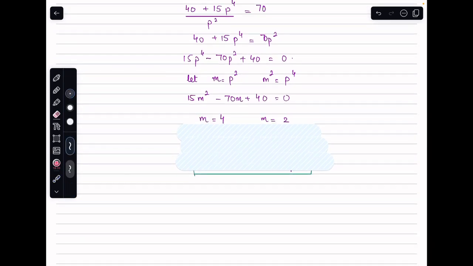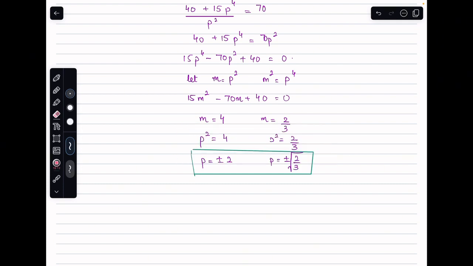Solving it further, my m value for this quadratic equation comes out to be 4 and also 2 by 3. M was actually equal to p square, therefore p square equals 4 and p square equals 2 by 3. Or I can say p is equal to plus minus 2, and p can be equal to plus minus under root 2 by 3. So there are 4 values of p, plus minus 2 as well as plus minus under root 2 by 3. So these are going to be the possible p values for this particular question.